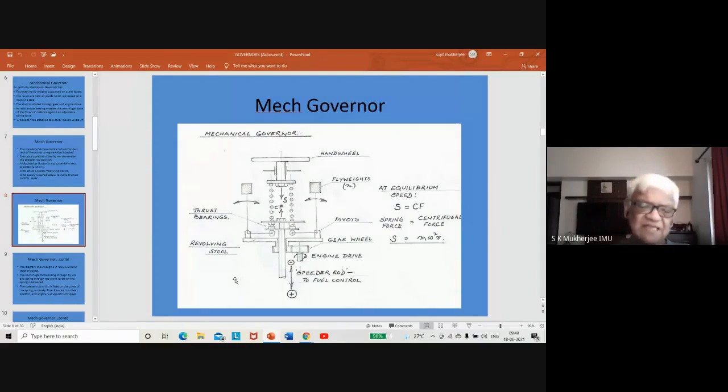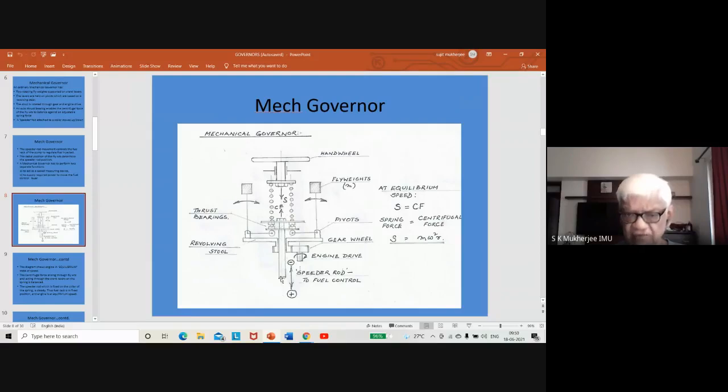So if there is a change in speed, let us say there is a sudden increase in load. Increase in load means resistance to the propeller. If that is the case, the RPM is going to drop. The moment you put extra load on the shaft for rotating, the RPM is going to drop. The moment the RPM drops, these two flyweights will move inwards. The moment they move inward, this point will go downward. In other words, the spring force will overcome the centrifugal force. And the moment it goes down, this rod will also come down.